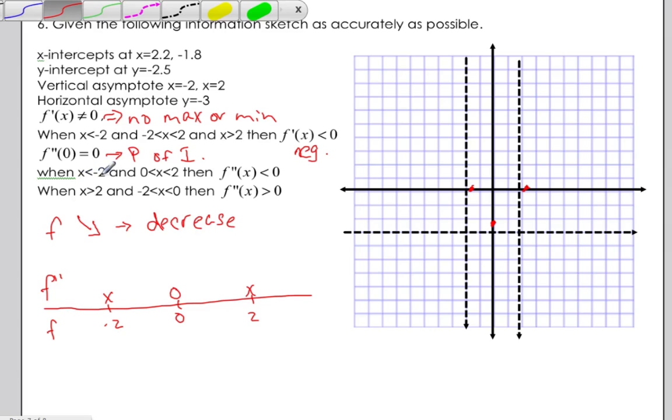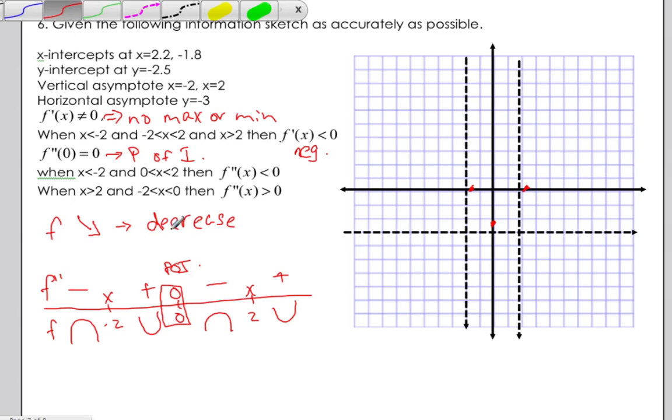Less than negative 2, it is less than 0, which is negative. So this is negative, concave down. Between 0 and 2, negative, concave down. Bigger than 2, positive, concave up. And then negative 2 to 0, again positive, concave up. So concavity is changing, so that means this point here is definitely a point of inflection.